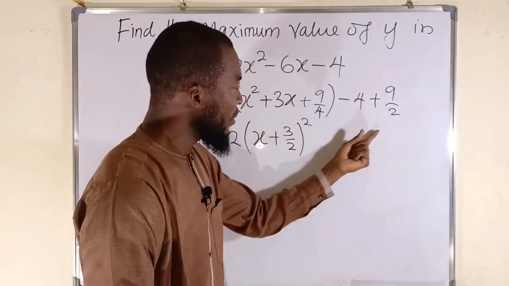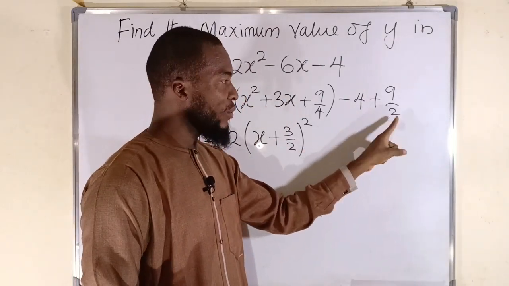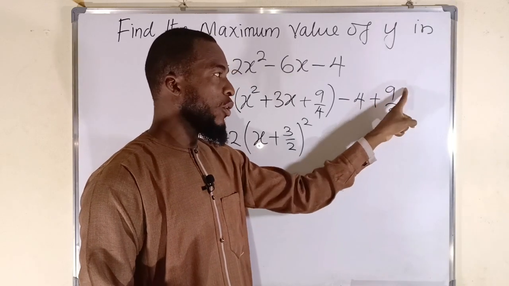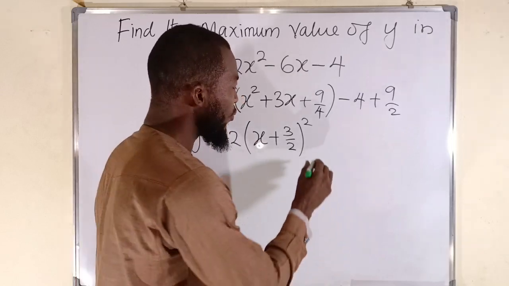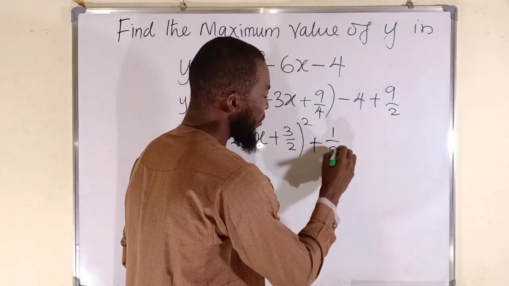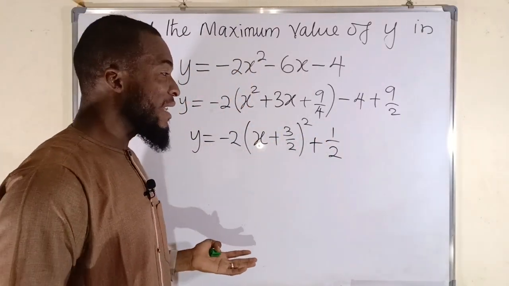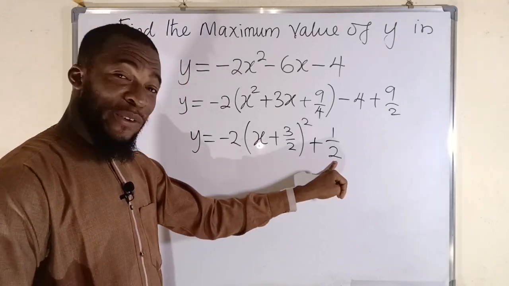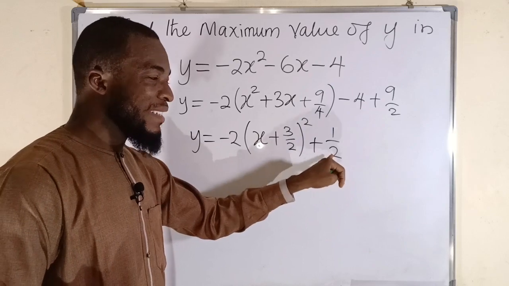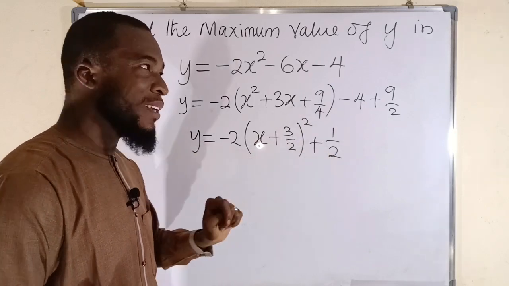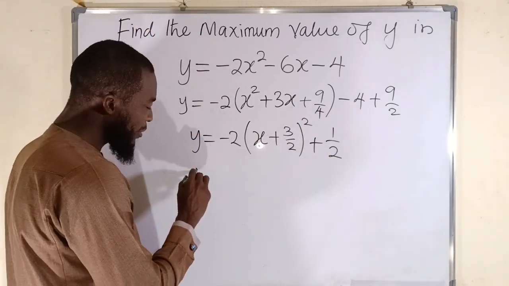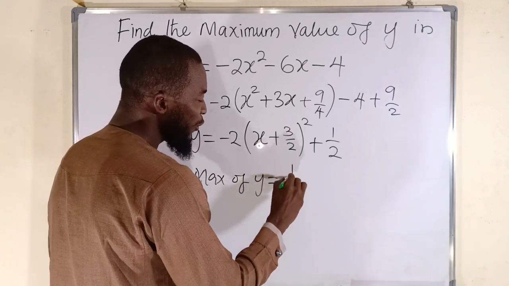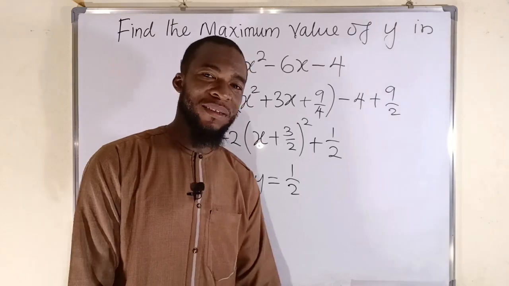Then what will be the simplified form of this? You take this, you multiply by this, it is going to give us negative 8 plus 9 is positive 1 divided by 2. So we have positive 1 divided by 2. Can you see that? It is now written in a vertex form. And I told you this is the value of k, right? And it is said to be the maximum value of y at that point. So therefore, the maximum of y is equal to 1 divided by 2, as simple as that.